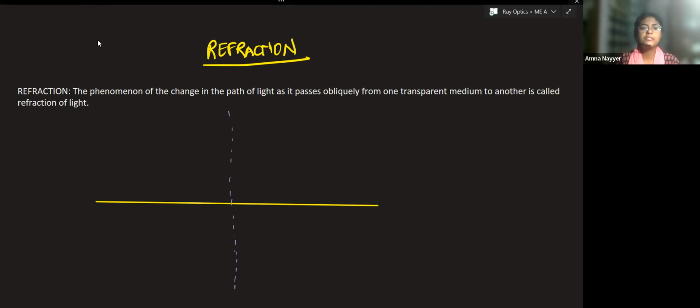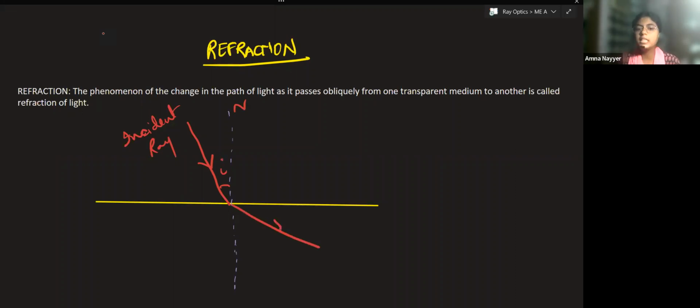Now what will happen? First, the incident ray will arrive. This is the incident ray. The angle of incidence is measured from the normal. Instead of reflecting back, it will pass obliquely through the surface, and this becomes your refracted ray. The angle between the refracted ray and the normal is known as the angle of refraction.